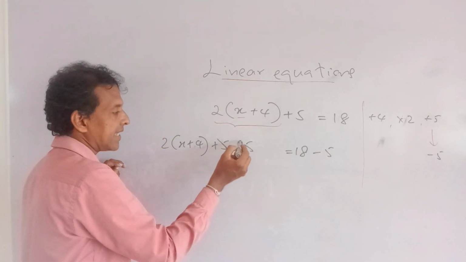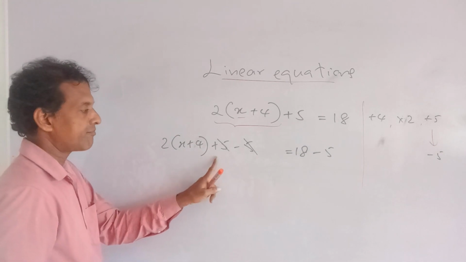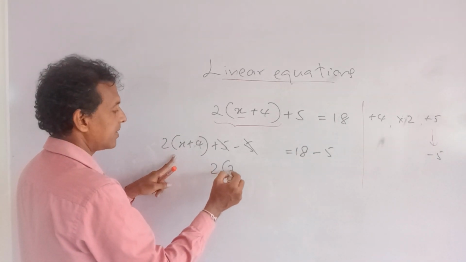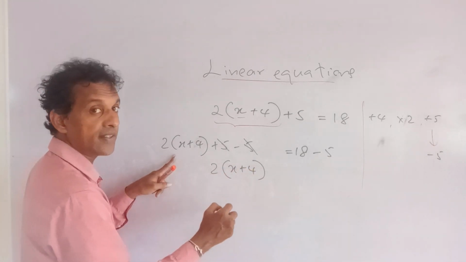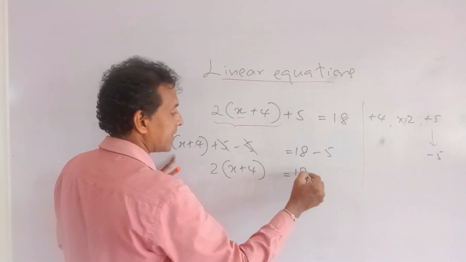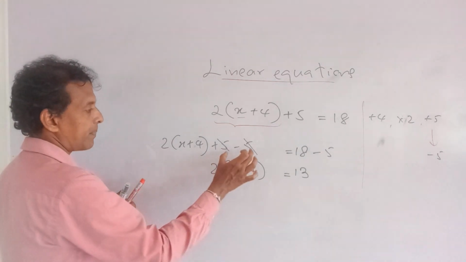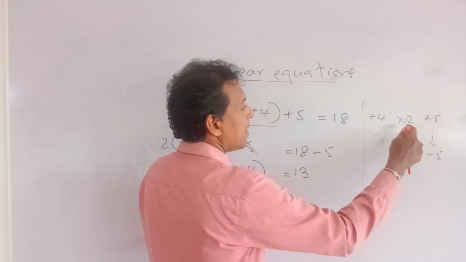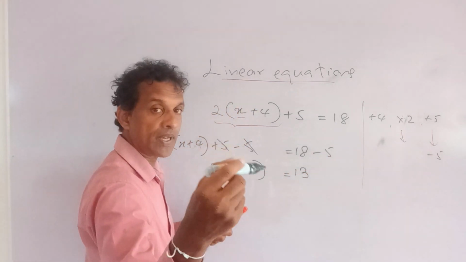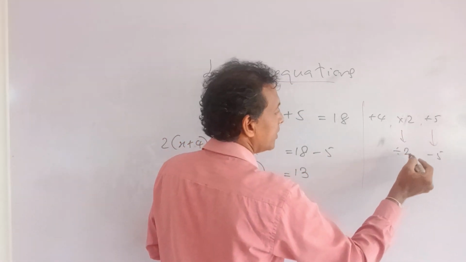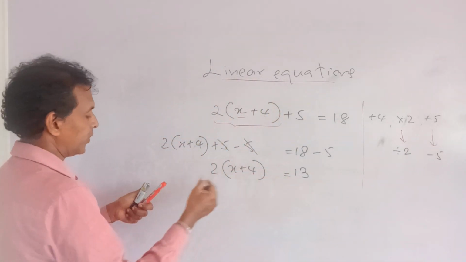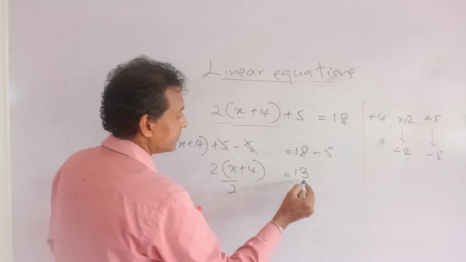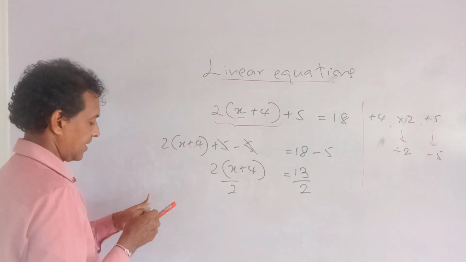Now it's clear, plus 5 minus 5 gets cancelled. So what remains on the left hand side is 2 times (x plus 4). On the right hand side we have 30. So the first inverse operation is done. Now go to the second inverse operation. Multiplied by 2, so what is the inverse operation? Divide by 2. So here we divide both sides by 2.